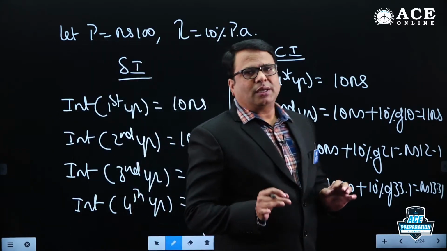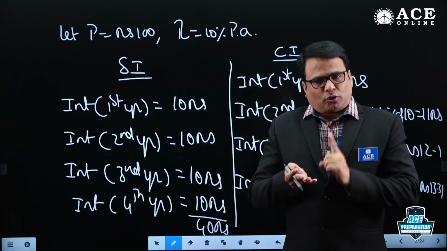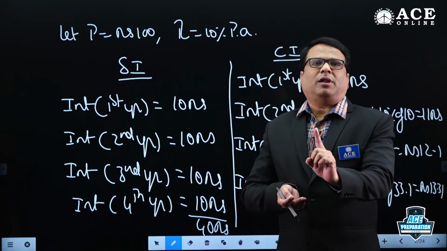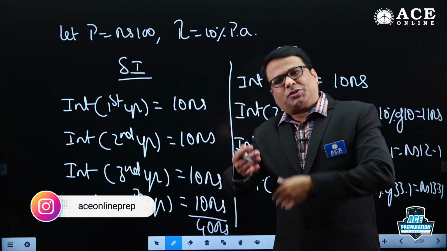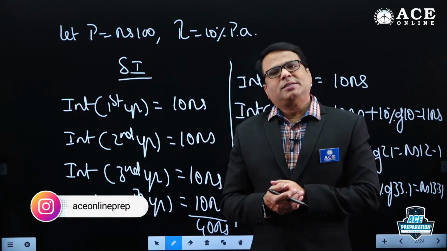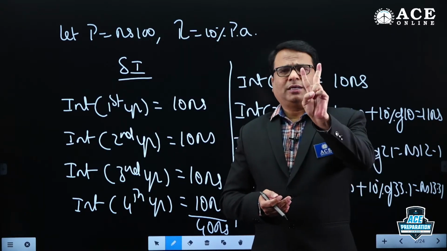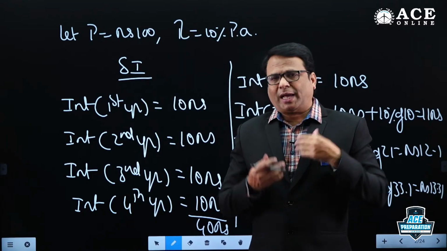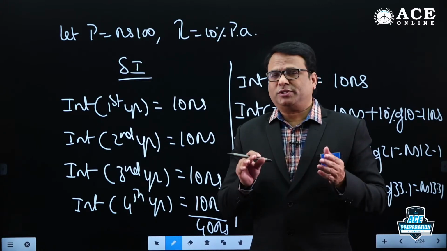So I hope you understand now how simple interest and compound interest work. In simple interest, interest is calculated only on the principal. But in compound interest, interest is calculated not only on the principal, but also on the interest accumulated. That means interest on interest. So this is the major difference between simple interest and compound interest. Now, you have to mark three important points that I'm going to tell you. You need to write down those three important points if possible.